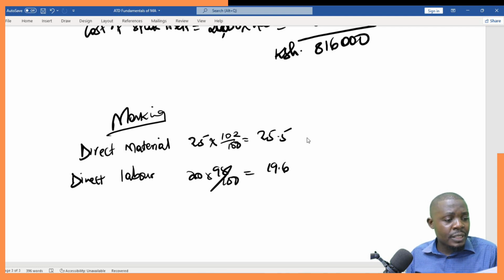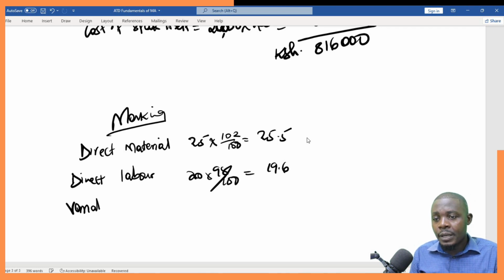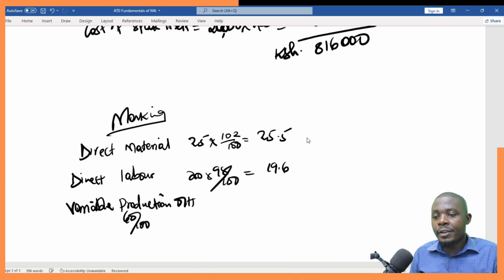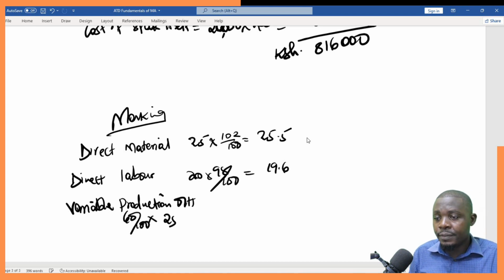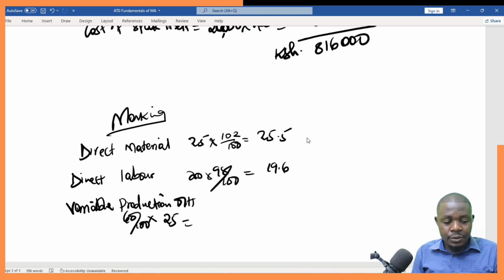Then we are told the production overhead cost. Overhead, we have 60% variable. Now variable production overhead, we take 60% over 100, multiplied by 25, which is 0.6 multiplied by 25, which is 15.